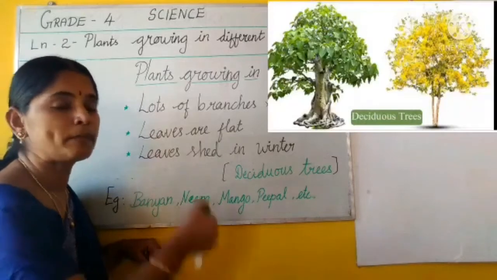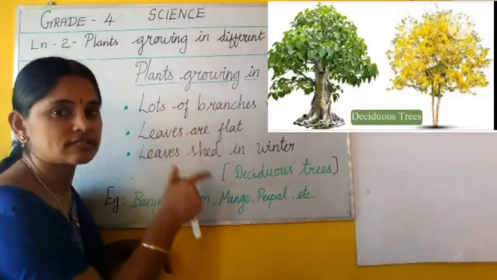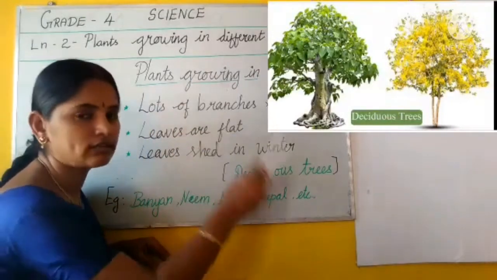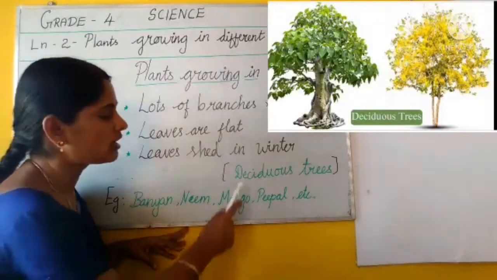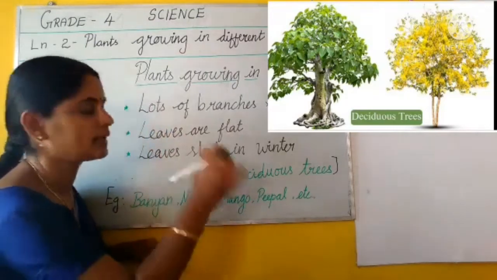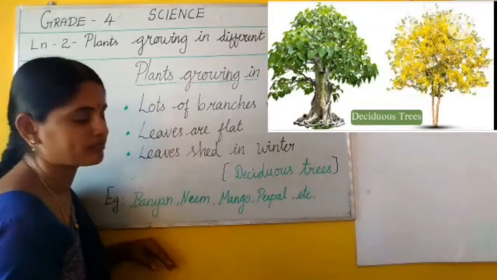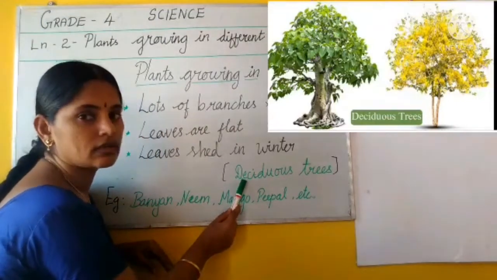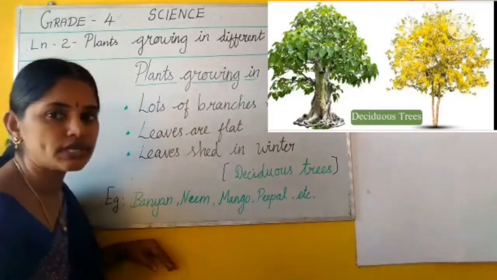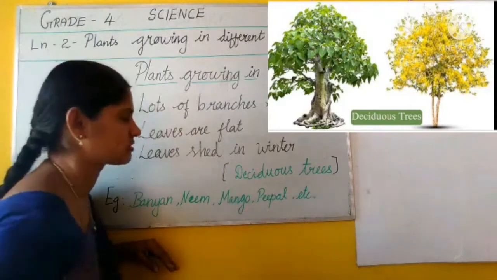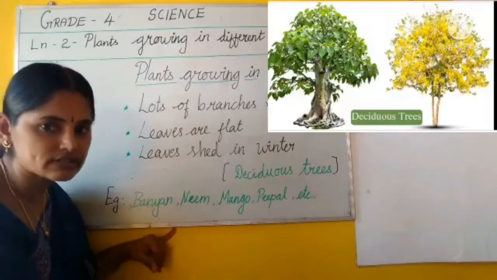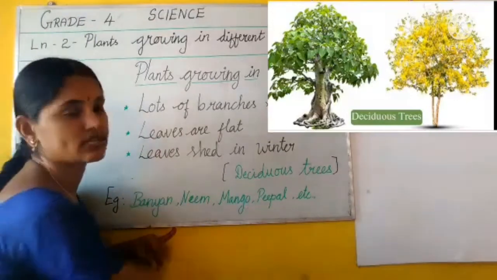Clear, children? Because those trees shed their leaves during winter season, because of that particular feature, we call such trees deciduous trees. What do we call a tree just because it sheds its leaves? Deciduous trees. D-E-C-I-D-U-O-U-S. Deciduous trees. Okay. Why are they called deciduous trees? Because they shed their leaves during winter season. That's why they are called deciduous trees.